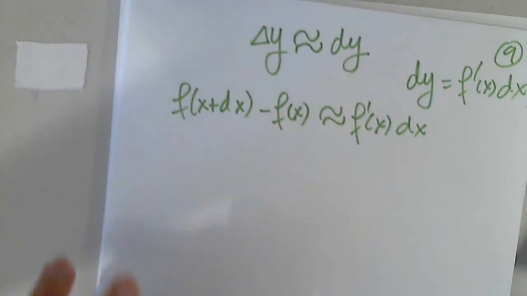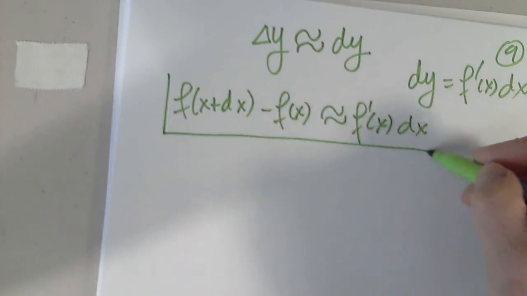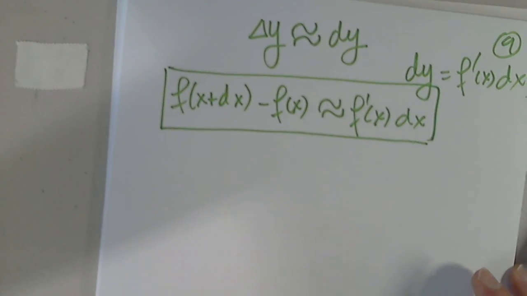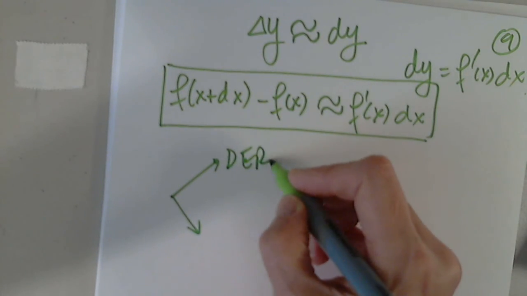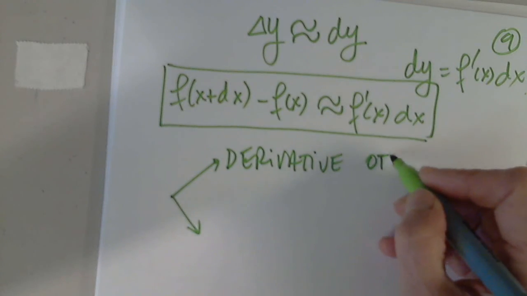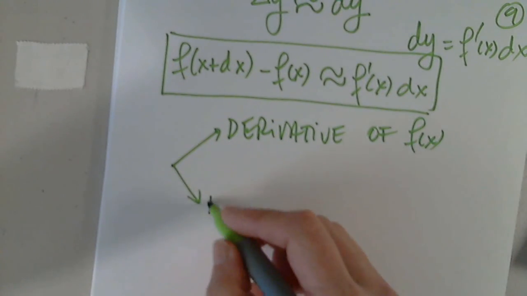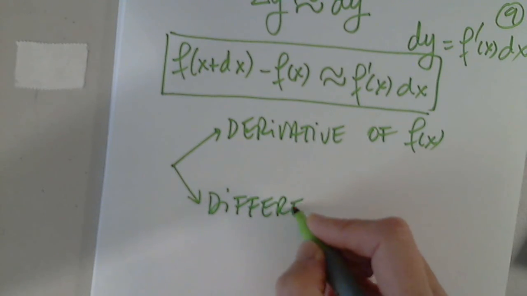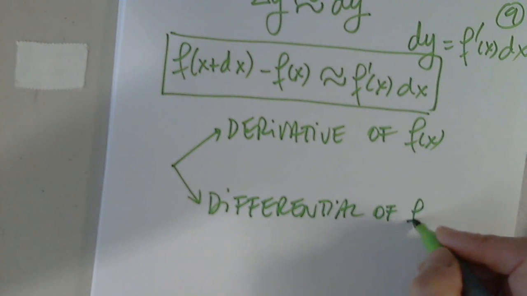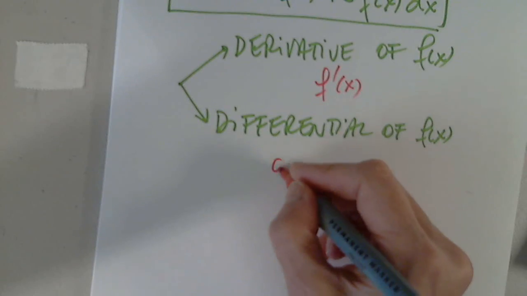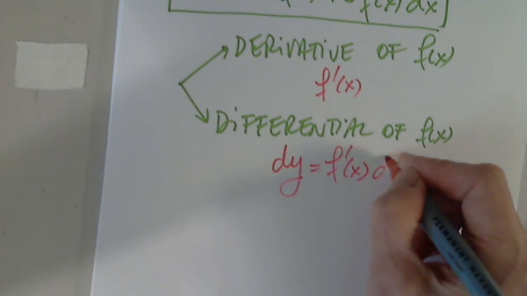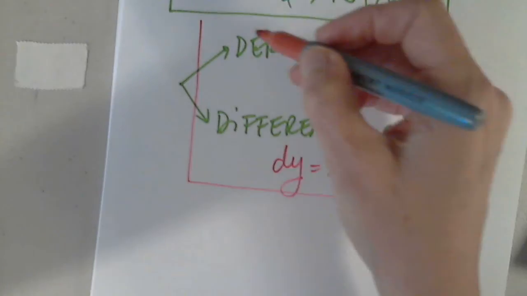So, before I come back to this super important relationship or result, I want to make a distinction between the derivative of f of x and the differential of f of x. They are two different things. The first one is f prime. The second one is dy equals f prime of x dx. So please understand the difference between these two.